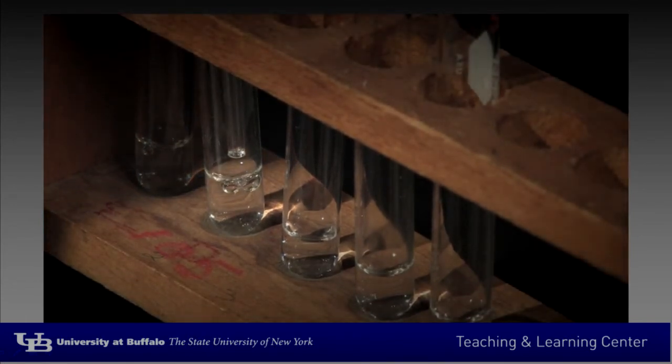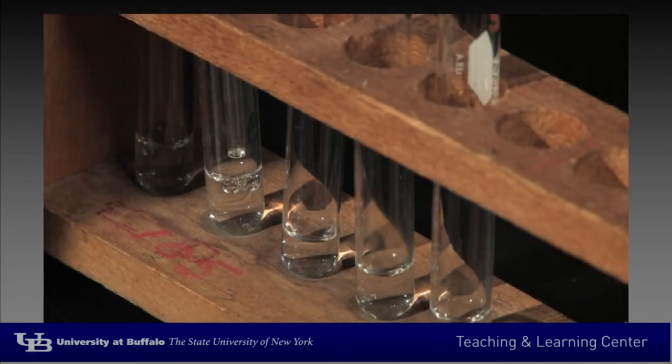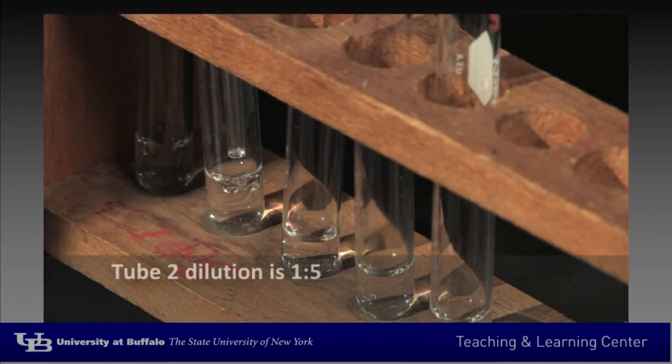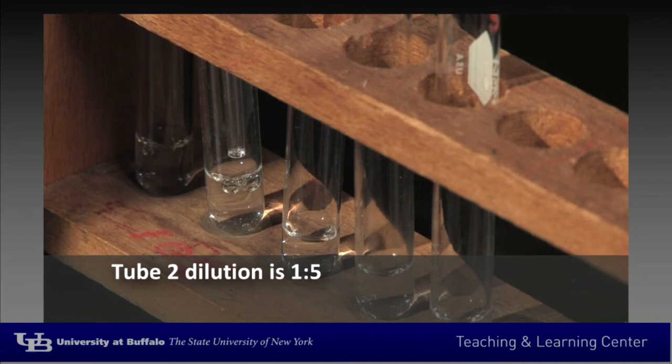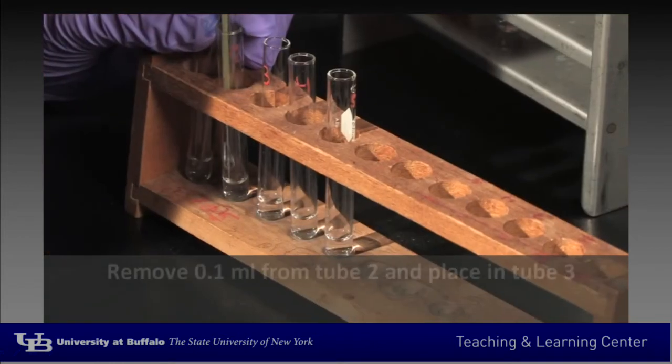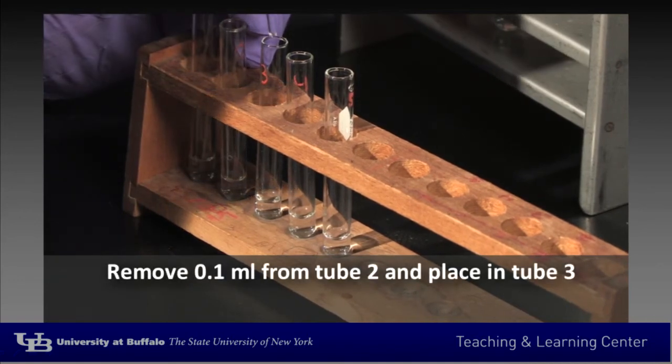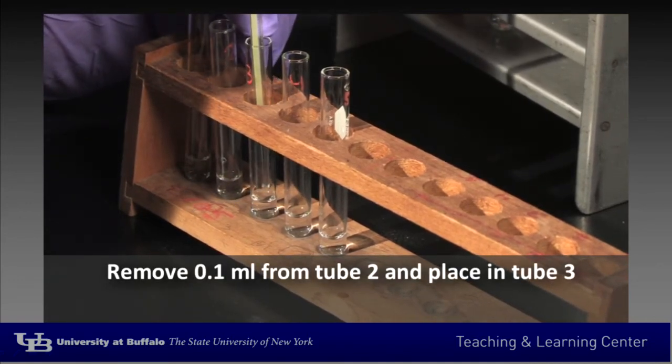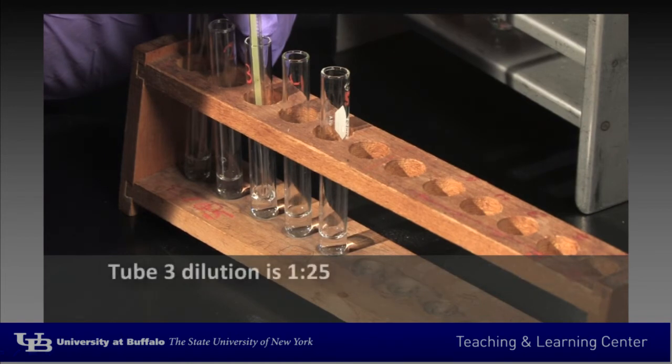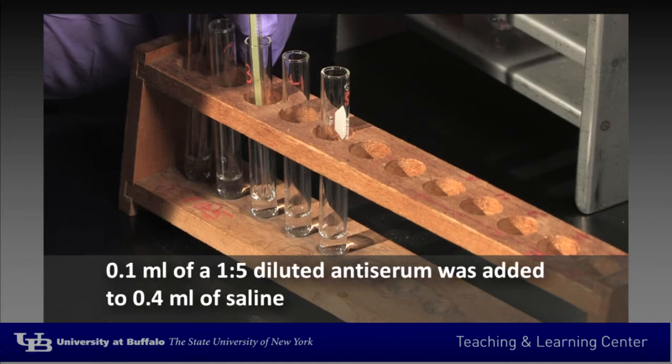Tube number 2 is the first tube of the serial dilution and represents a final dilution of 1 to 5, where 1 represents the amount of antibody and 5 the total volume of the tube. Remove 0.1 ml from tube number 2 and place it in tube number 3. Tube number 3 therefore has a final dilution of 1 to 25, since 0.1 of a 1 to 5 diluted anti-serum was added to 0.4 ml of saline.